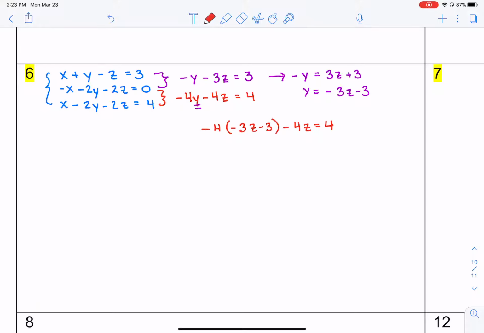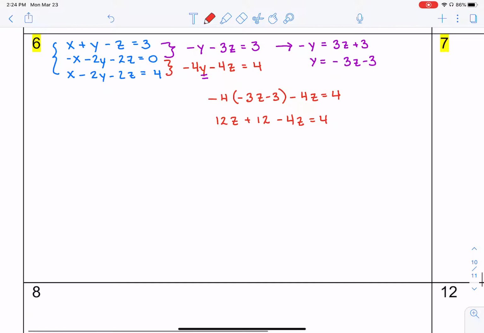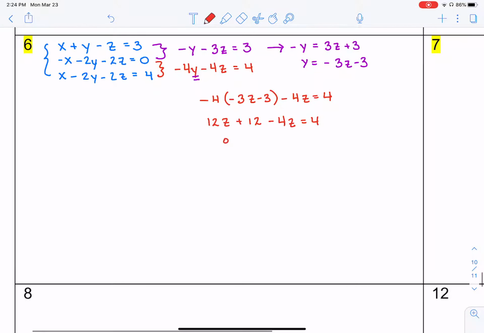I have a negative 4 that's going to get distributed. 12z and negative 4z together will make 8z. Subtract that 12 to the other side, I get negative 8. And therefore, z is equal to negative 1.